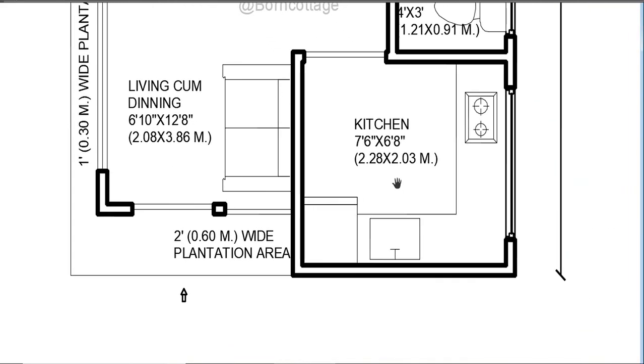So we have a kitchen area. The size of the kitchen is 7 feet 6 inches into 6 feet 8 inches, in meter 2.28 into 2.03 meter. You can see here the burner, sink and also refrigerator arrangement, and we have large size window for ventilation of this kitchen. And after that we'll go inside.